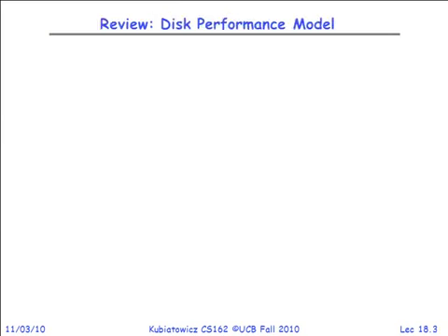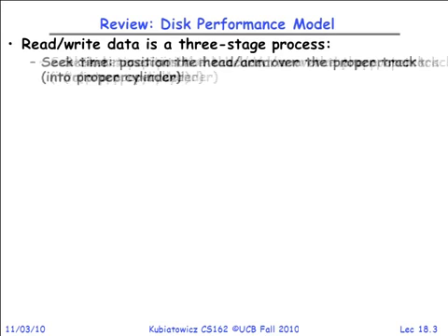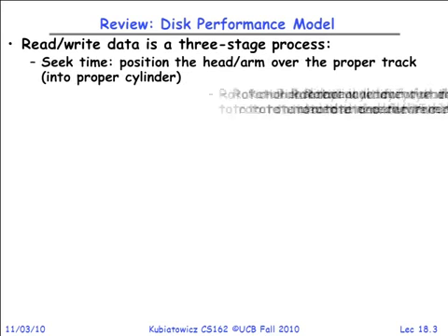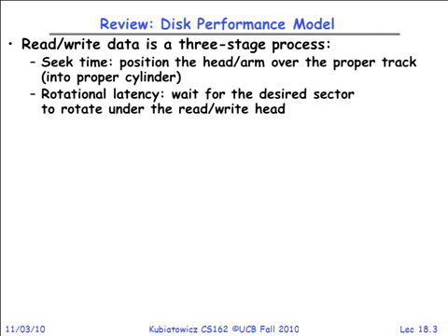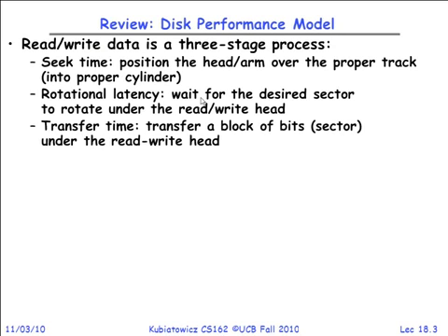Then we talked about disks and the fact that the reading and writing of data on disks is a three-stage process physically. You have to seek by bringing the heads in to the right cylinder. Then there's a rotational latency, which is waiting for the disk to rotate till you're over the sector that you want. And finally, there's the raw transfer time, which is the time for the sector to rotate under the head and get the data off. Were there any questions on that?